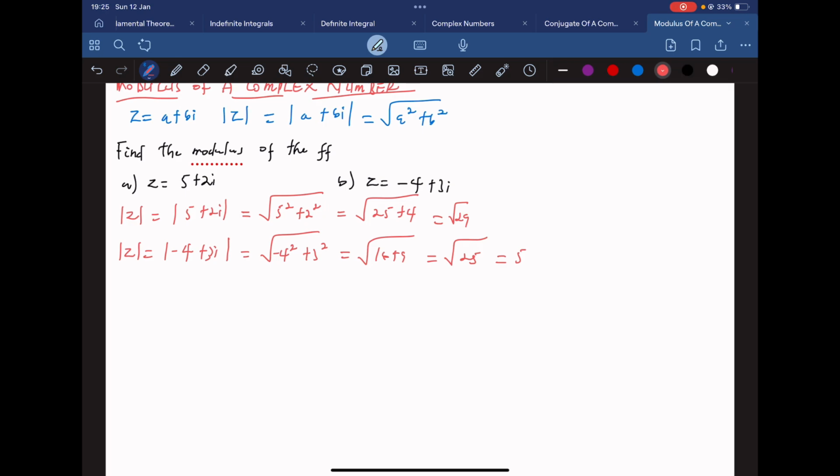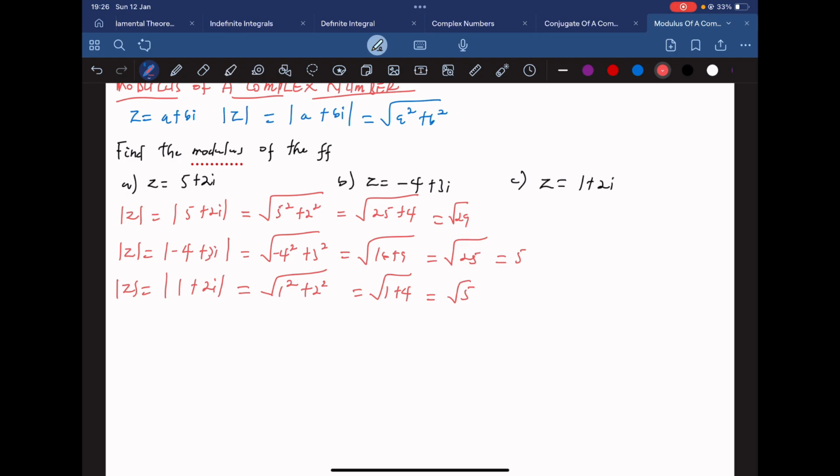Let us consider a third question. Let's say we have z to be equal to 1 plus 2i. In that case, our modulus is going to be the modulus of 1 plus 2i, which is just the square root of 1 squared plus 2 squared. We know 1 squared to be 1, 2 squared to be 4, so this is just root 5. So that's how to find the modulus of a complex number.